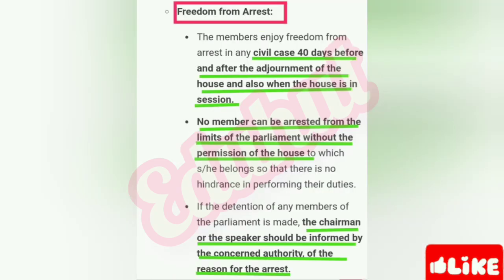The members enjoy freedom from arrest in any civil case 40 days before and after the adjournment of the House, and also when the House is in session. No member can be arrested from within the limits of the Parliament without the permission of the House to which he belongs, so that there is no hindrance in performing their duties. If the detention of any member of the Parliament is made, the chairman or the speaker should be informed by the concerned authority of the reason for the arrest.